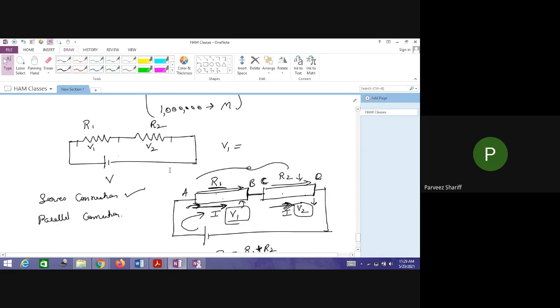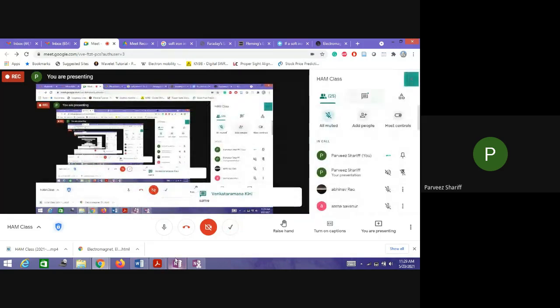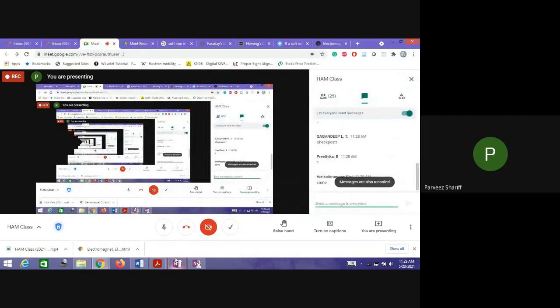So let us come back to our circuit here. Now, if the 2 resistor values are the same, for example, if I take it as 10 ohm and this is also 10 ohm, what will be the voltage drop across resistor R1 and across resistor R2? You can relate this to the police chowki example. Quickly give me the answer. Thank you. Venkatraman sir has said the same. Yes, correct.